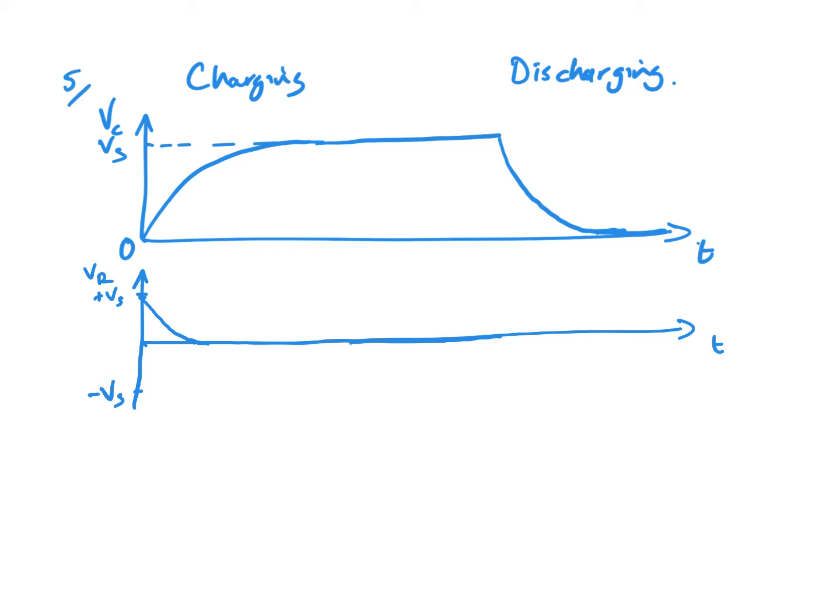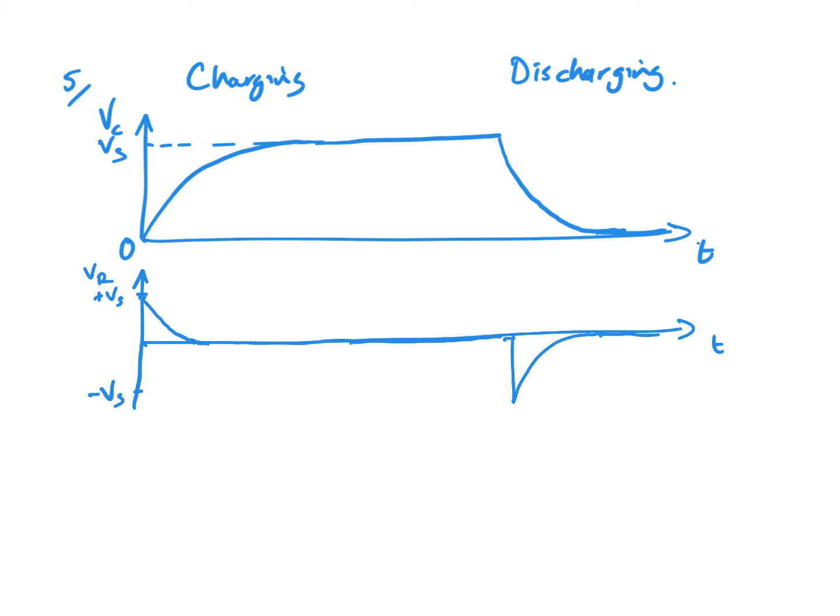But then when you discharge, you take the battery out of the circuit and you've just got a closed loop with 0 voltage in it. You've not got any supply voltages in it. So the total voltage around that loop must be 0. So at that point the voltage across the capacitor is plus Vs, which means the voltage across the resistor at that instant must jump to minus Vs. And then as the voltage across the capacitor decreases down towards 0, so will the voltage across the resistor.